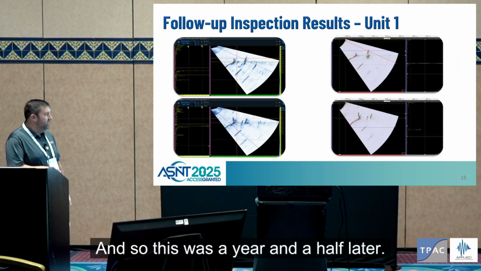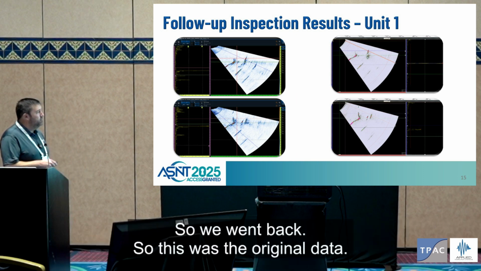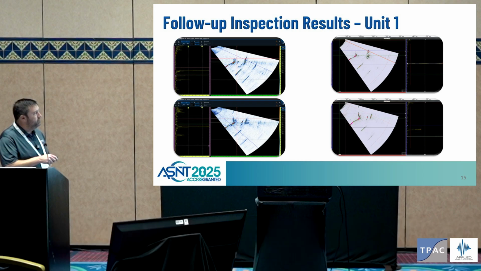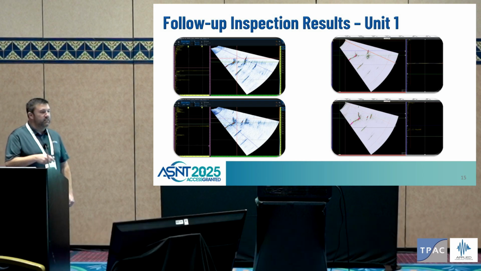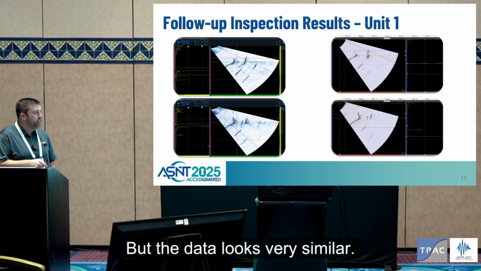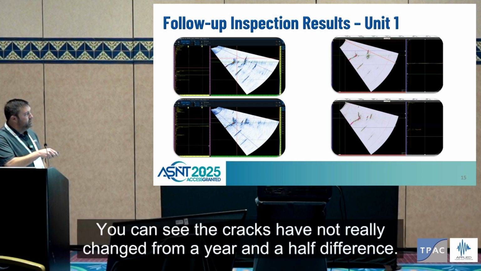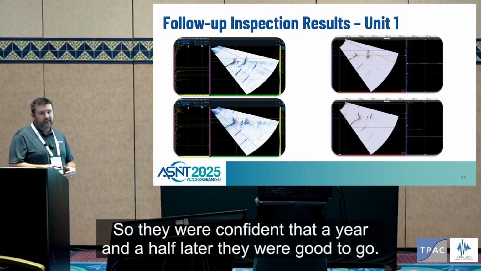And so this was a 1.5 year later follow-up inspection. So we went back, so this was the original data. Now, these two images, it's the same flaw, but it's a different system. They were just taken with two different phased array systems, but the data looks very similar. You can see the cracks have not really changed from a 1.5 year difference. You can see everything's basically in the same place, the same height. So they were confident that 1.5 years later, they were good to go.